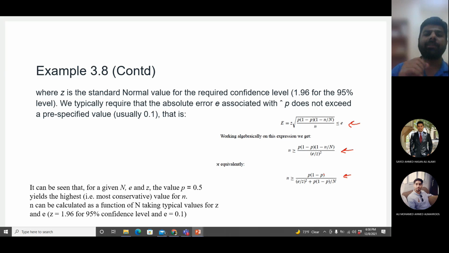So it is a normal practice that if you don't know the exact value of p, then you assume the best one, which is 50%. If you don't know how many travelers are actually traveling between O and D1, then you assume p to be 50%, because this will give you the highest value of n.